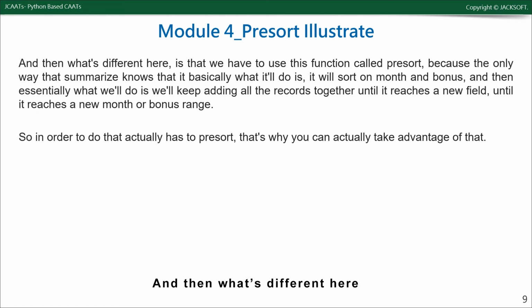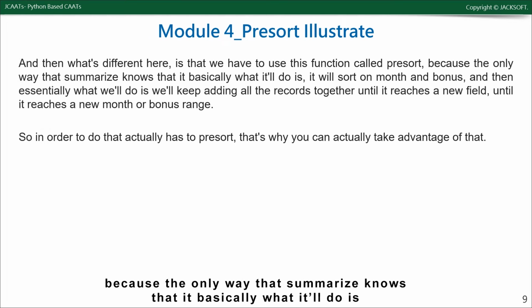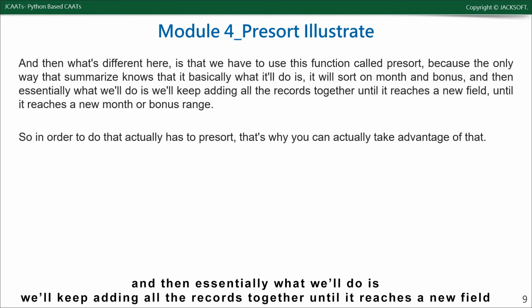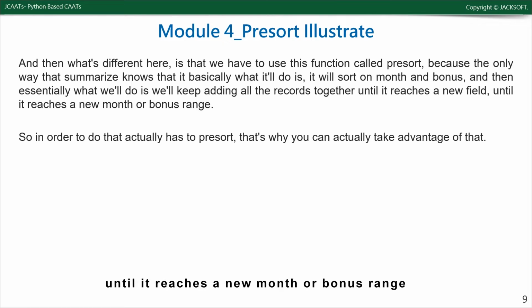What's different here is that we have to use this function called presort, because summarize will sort on month and bonus range. Then essentially we keep adding all the records together until it reaches a new month or bonus range. So in order to do that it actually has to presort. That's why you can take advantage of that.